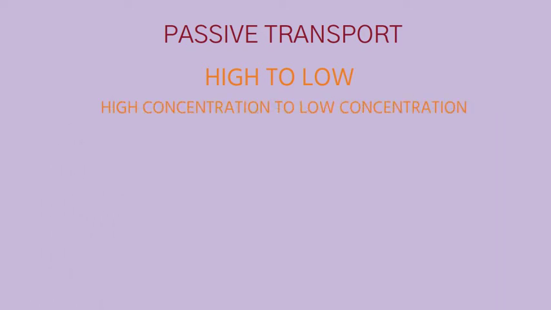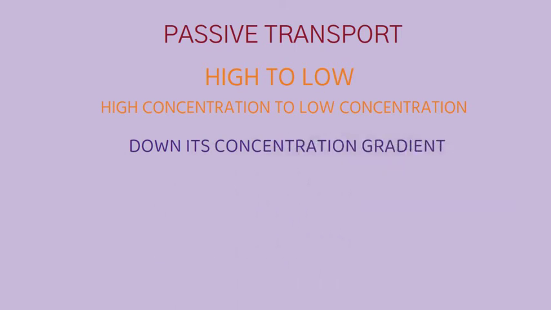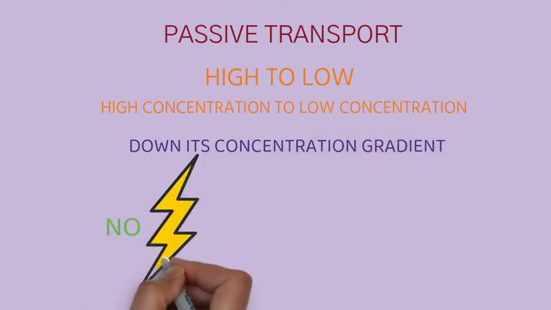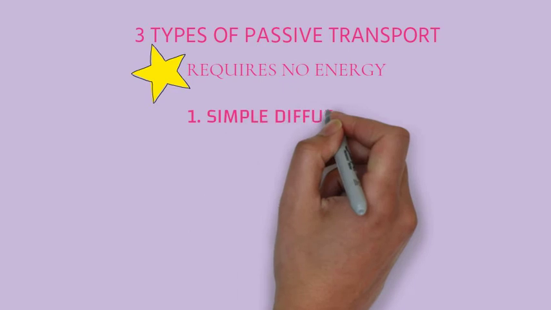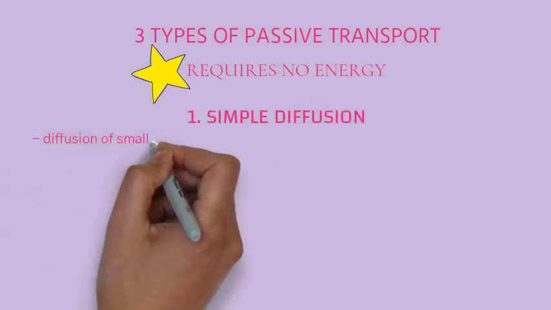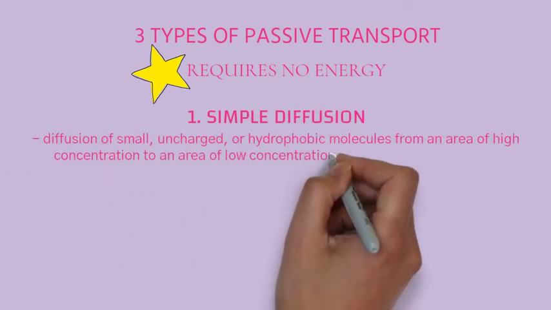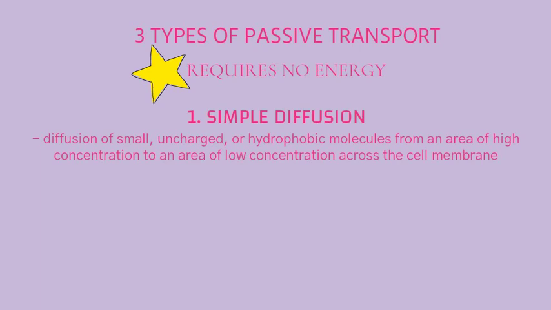It is also called going down its concentration gradient because the movement does not require any ATP or energy. There are 3 types of passive transport. Remember, passive transport requires no energy. First up is simple diffusion. Simple diffusion is the diffusion of small uncharged or hydrophobic molecules from an area of high concentration to an area of low concentration across the cell membrane.